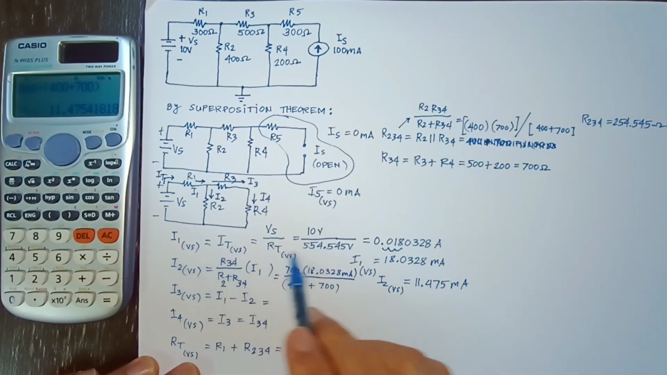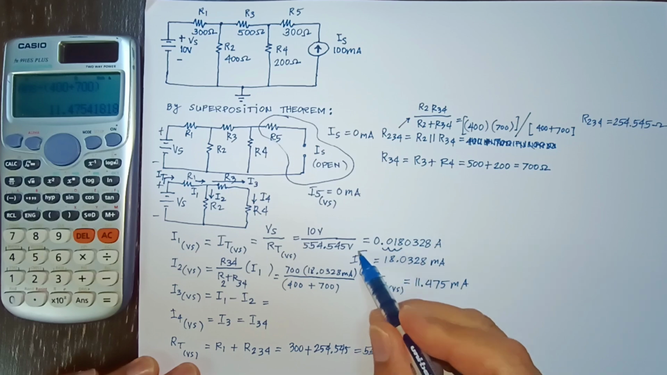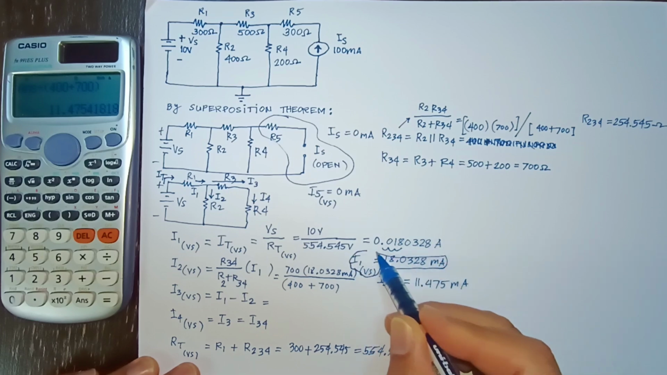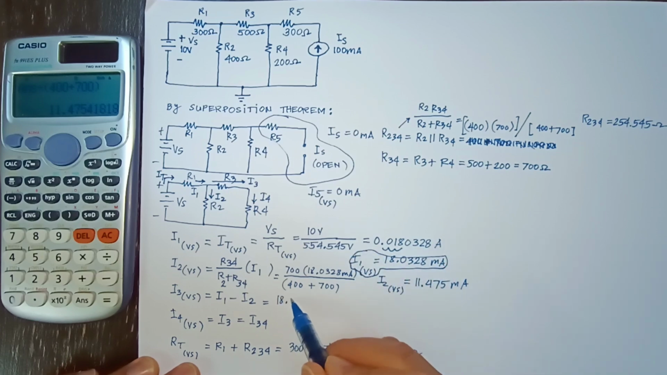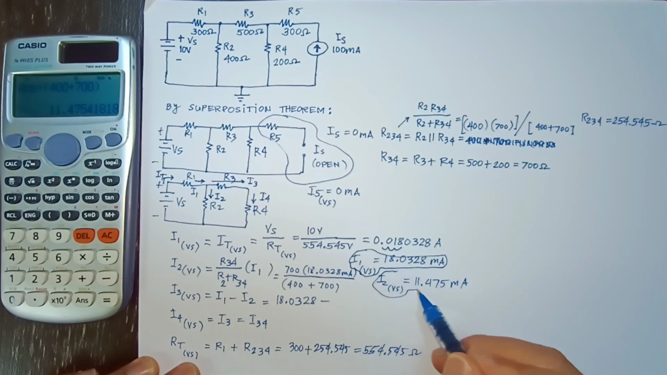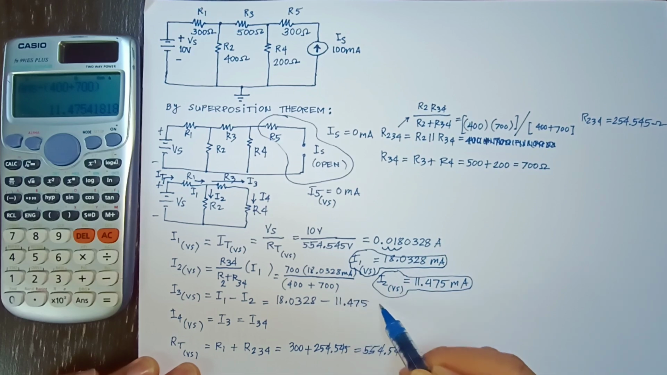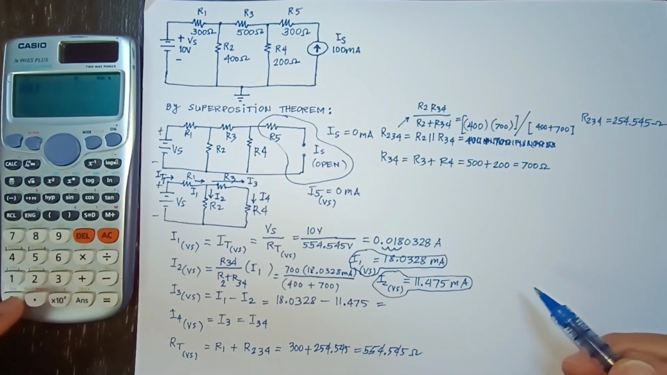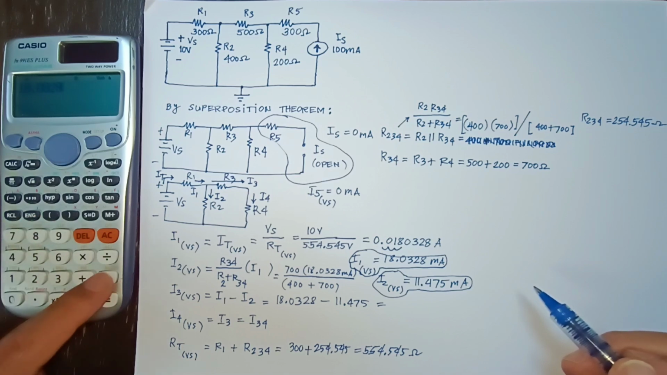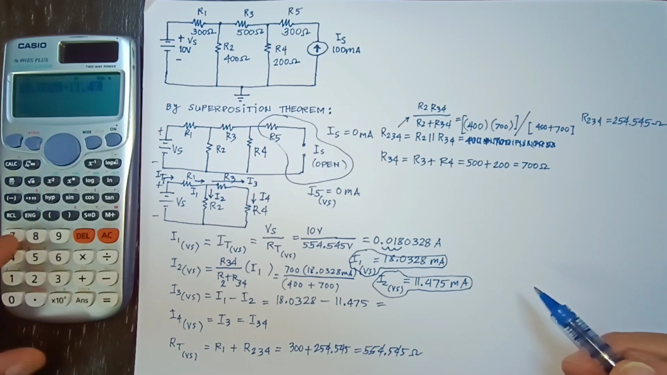And then we can now calculate I3 with respect to Vs. So getting I1 with our answer from here, 18.0328 milliamperes minus I2, which is 11.475 milliamperes, and we will get the answer for I3 with respect to Vs.